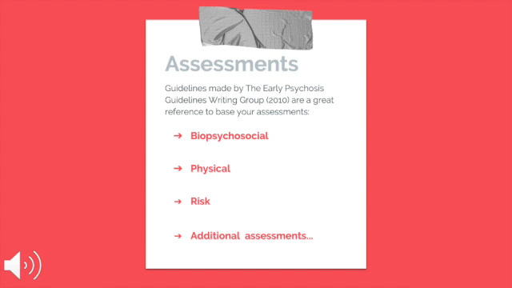The Early Psychosis Guidelines Writing Group recommendations can be separated into 3 areas of assessment, including biopsychosocial assessment, physical assessment, and risk assessment. There are also additional assessments that can be made if there is a potential for alternate causes of psychosis.